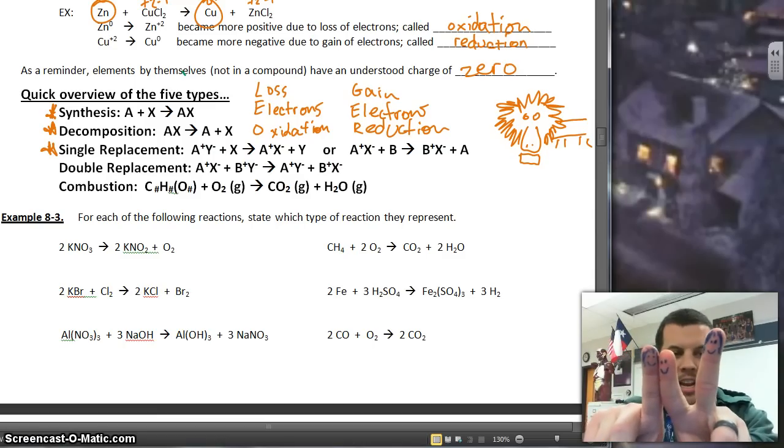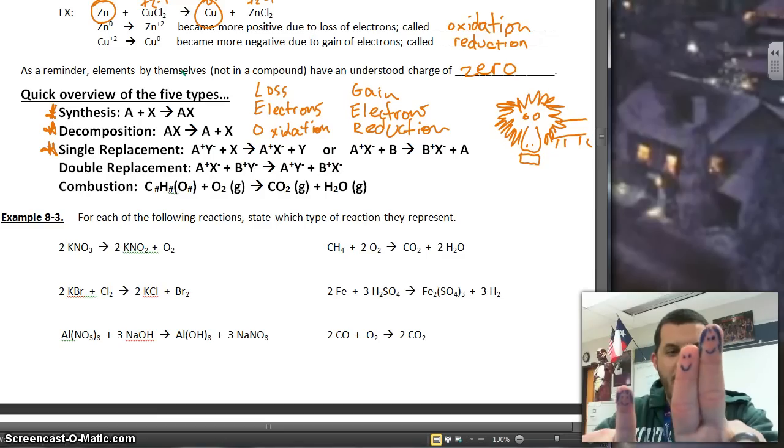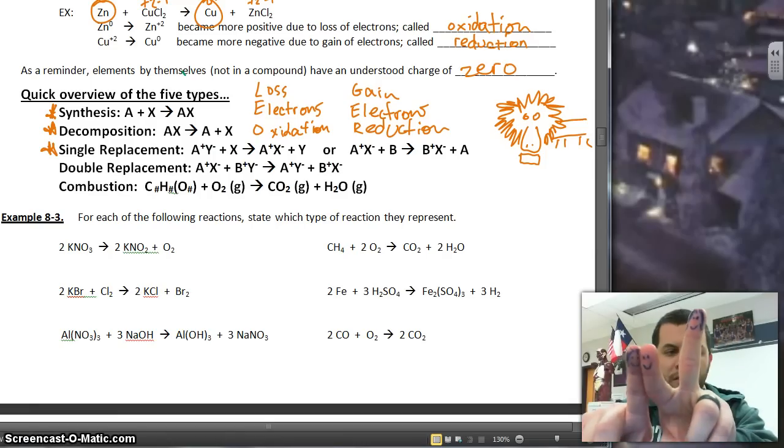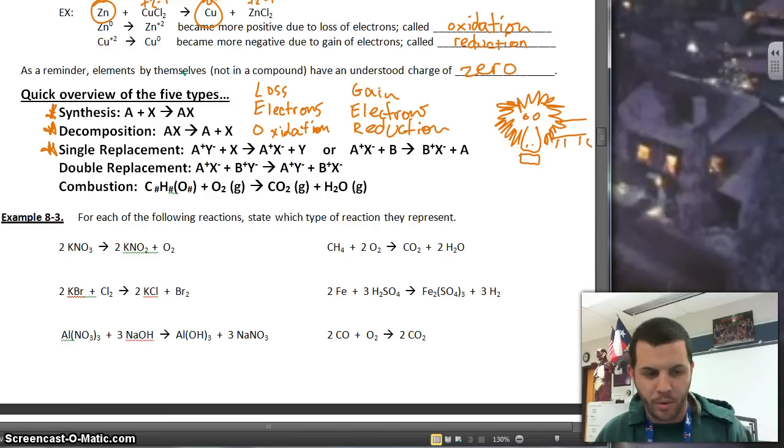So what we had was a compound and a single element, and then the reaction occurs, and now you have a new compound over here and the old single element over here. So it was a switcheroo. That is a single replacement reaction.